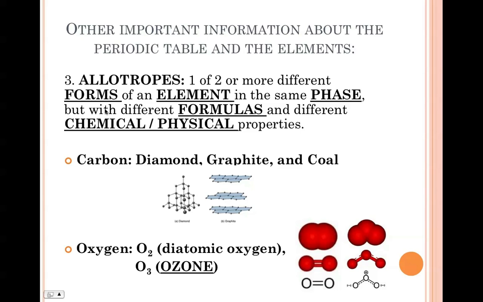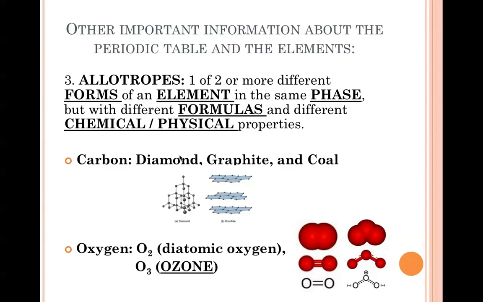Lastly, allotropes is another important vocabulary term from this unit that you need to know. An allotrope is one of two or more different forms of an element in the same phase, but with different formulas and different chemical and physical properties. So these have a different arrangement of particles, which cause different chemical and physical properties.